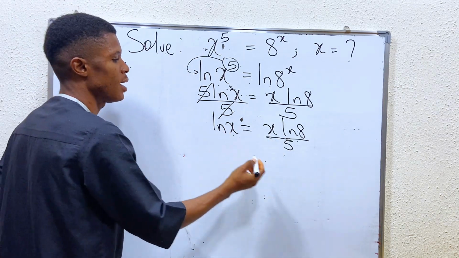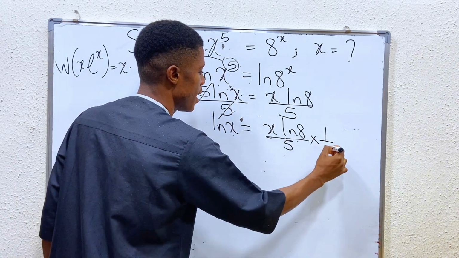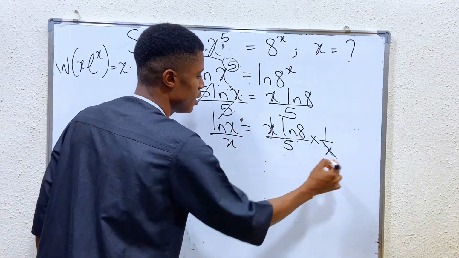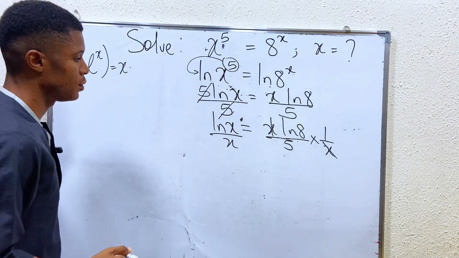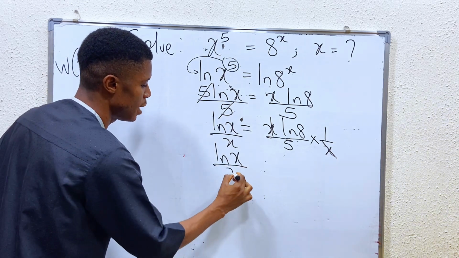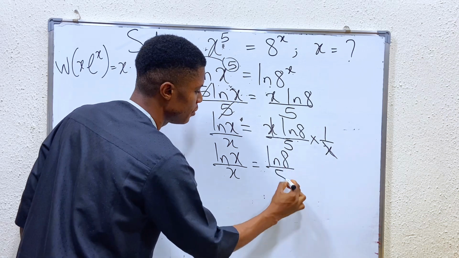We need it to get to this side. So we divide through by x, so that x can cancel out x. At the last run, what do you observe we have? We have ln x over x = ln 8 over 5.